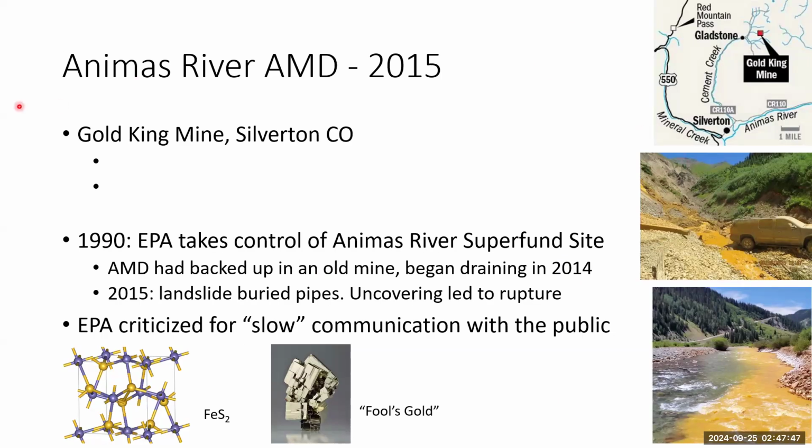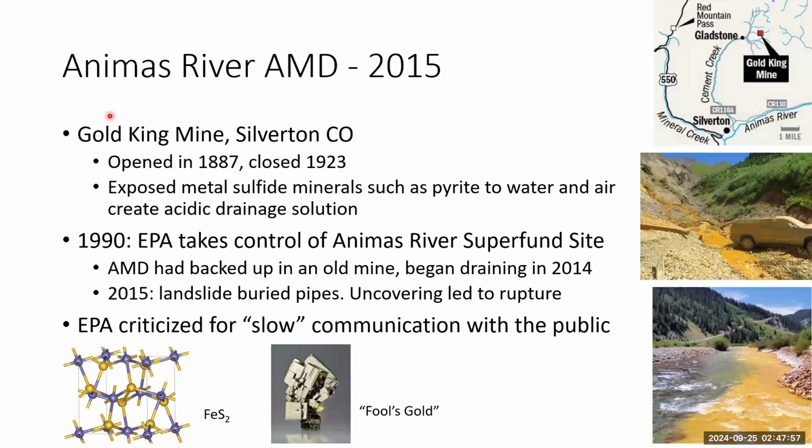In Colorado, there is a place called Silverton, and in Silverton was a place called the Gold King Mine. The Gold King Mine had opened in 1887 and was decommissioned in 1923. So it hadn't been used. We're almost 100 years after the closure of this mine. No mining activity, no leaching, no industrial activity, no explosions of anything, just 100 years of nothing going on, except for all the stuff that was going on in the Gold King Mine.